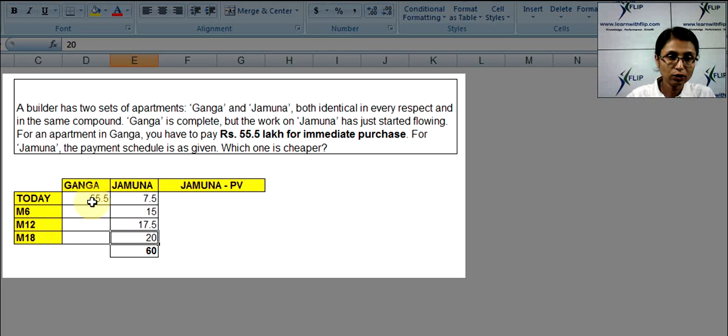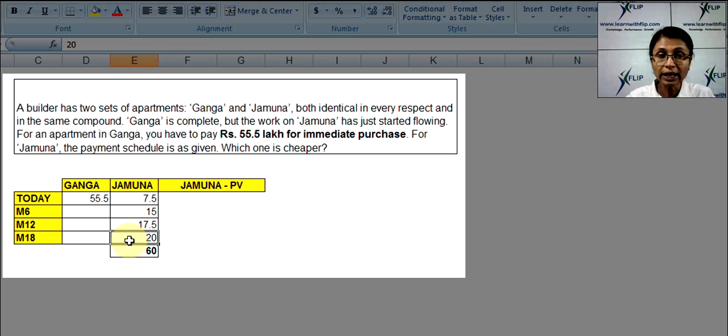Well, if I look at the two numbers, it seems apparent. But this leads us to a very important concept. When you are looking at money at different points of time, you cannot compare them.